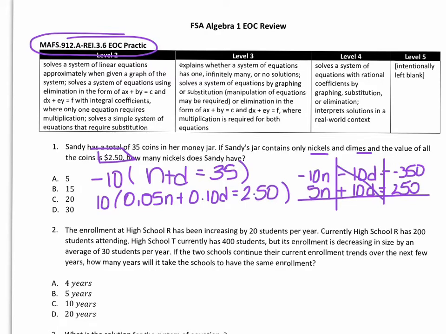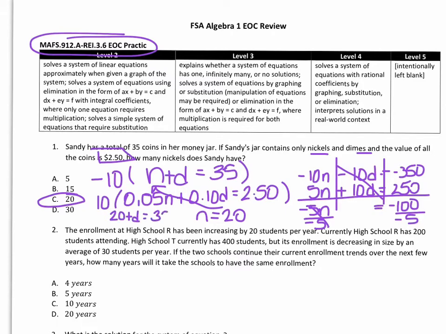That goes away. That gives me negative 5 nickels equals negative 100. So then I divide both sides by negative 5. That goes away, and n equals 20. And if I wanted to find dimes, I could just plug that in right there and solve for d. So I get 20 plus d equals 35, so there are 15 dimes.